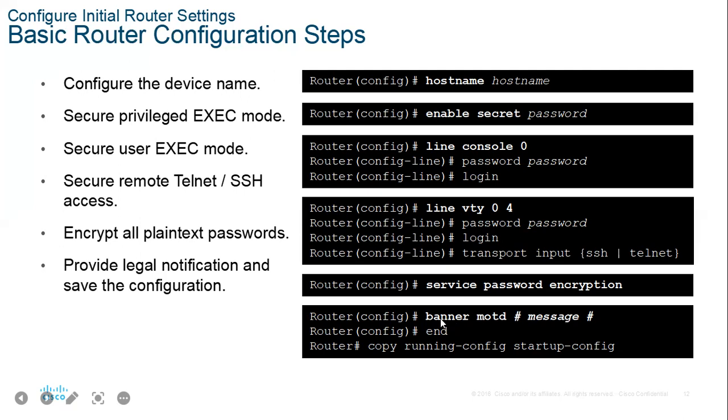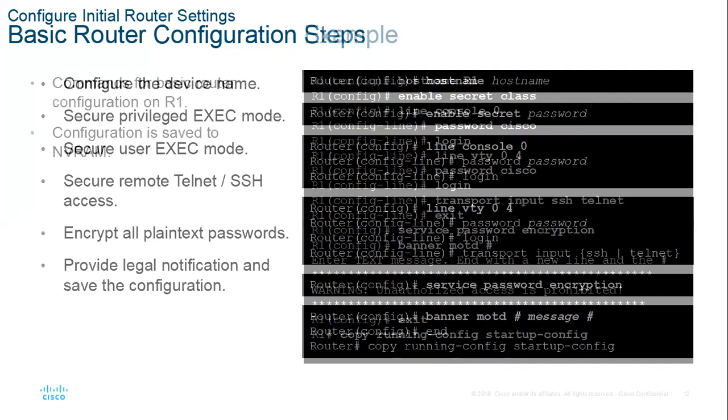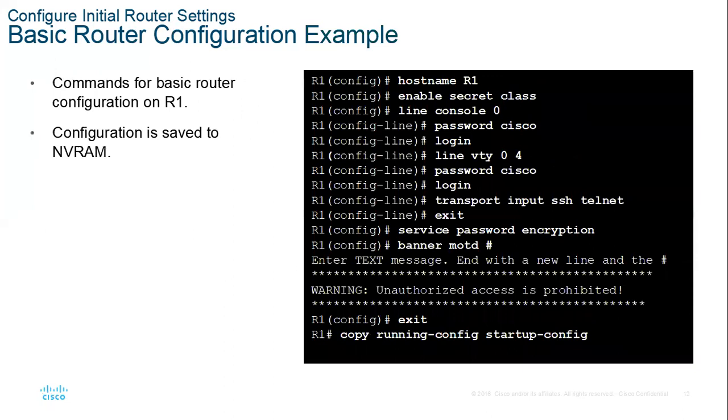If you want to add a banner, you just say banner MOTD and put your message here. So this is going to be a message. Anytime somebody wants to get into the config mode and do things, what they are going to see is the message that you have added here. So these are some basic router configurations. In the labs, that will be done. So this is an example of commands for basic router configuration of R1.